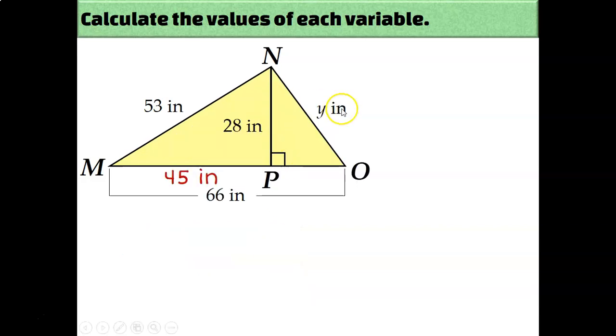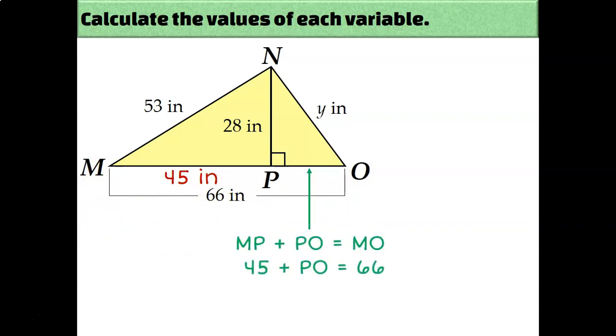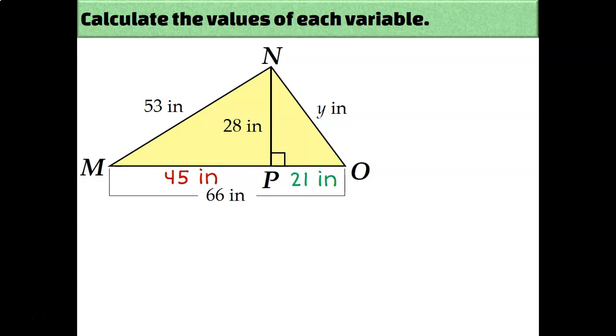So how am I going to figure out the value of y? Well, it's the hypotenuse of this right triangle, NPO, but I only know one of its legs, not the other leg. How am I supposed to figure out the length of PO? Well, I know that MO is 66, and we just calculated the length of MP to be 45. So I can calculate PO by subtracting 45 from 66. PO must be 21 inches.